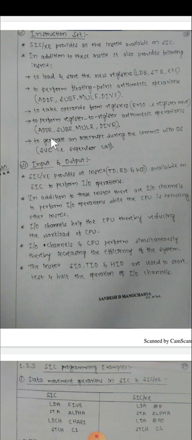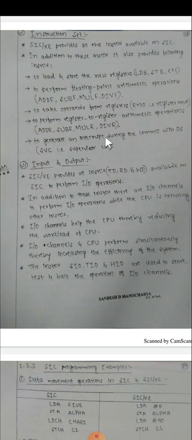And the next type of instructions are to generate an interrupt during the communication with the OS. That is nothing but the SVC instruction, that is supervisor call. Already in the OS subject you have studied how to generate an interrupt to the OS. The instruction SVC, that is supervisor call, will be used to do this interrupt.